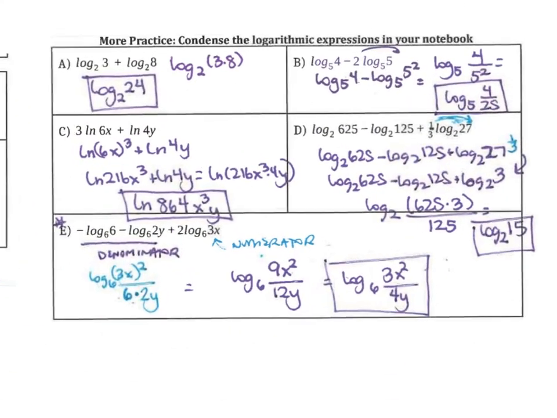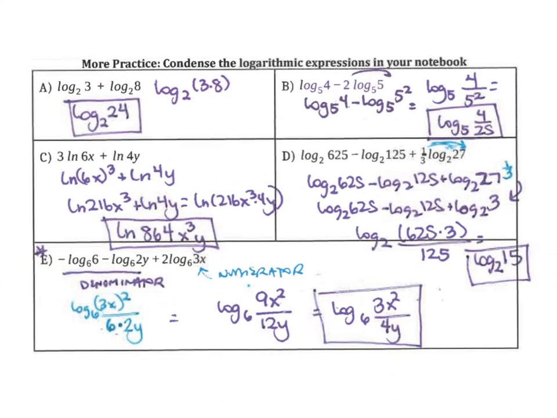All right, here are all the answers. So letter A, you should have gotten log base 2 of 24 because you multiplied the 3 and the 8. It's now a single log. Letter B, you move the 2 here to the exponent position, so that's log base 5 of 5 squared. And then, so you notice you have log base 5 of 4 divided by 5 squared, and then that's really 4 over 25. So don't simplify, just condense.